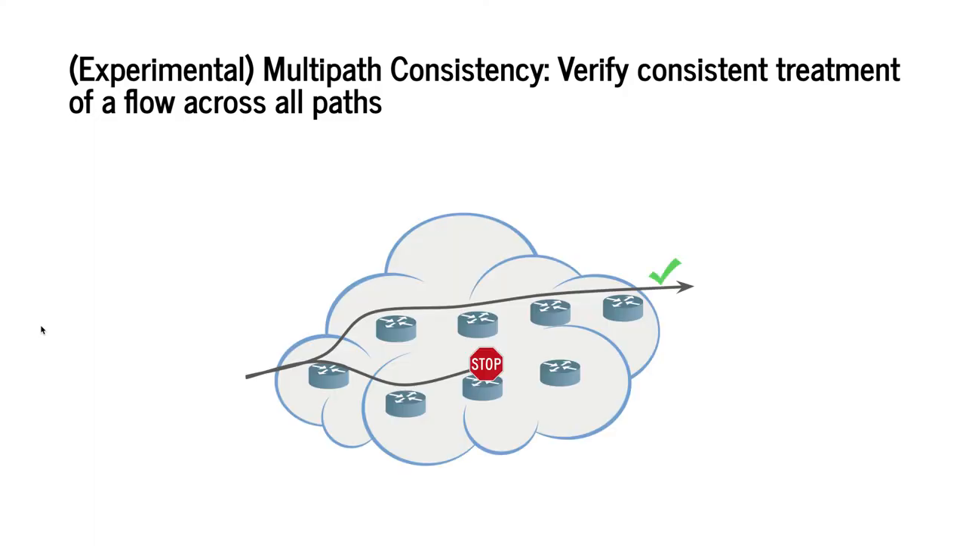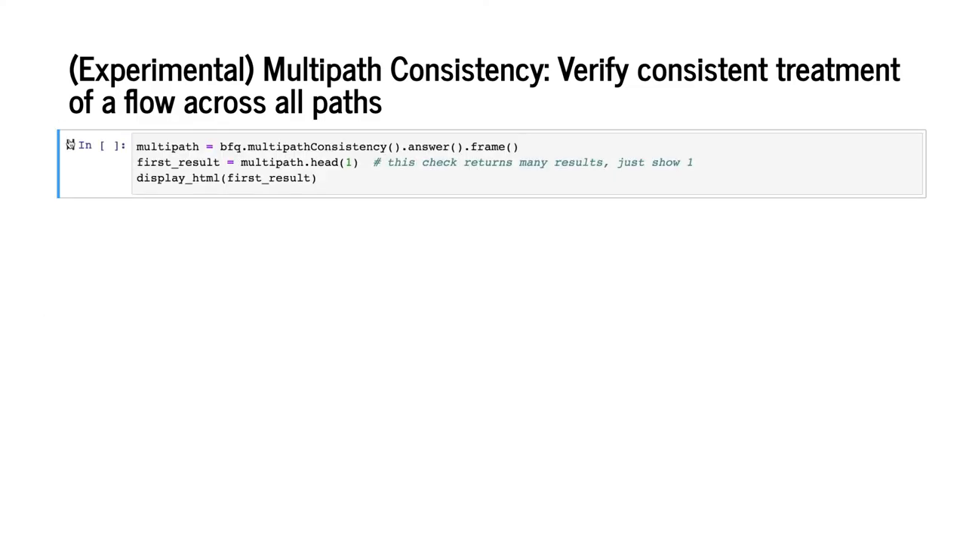Finally, I'd like to show you an experimental check that can detect an important class of reachability bugs with no user input. Multipath consistency will search all possible packets and all starting locations in the network to find any paths, any flows, where some paths reach the destination and some paths fail. Multipath inconsistencies are almost always bugs and may be a sign that the network is not robust to failures.